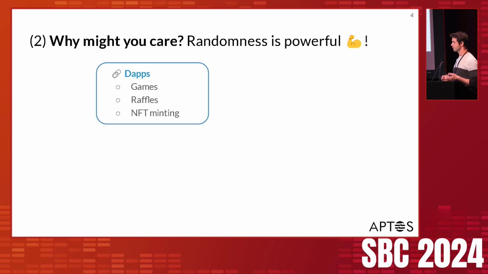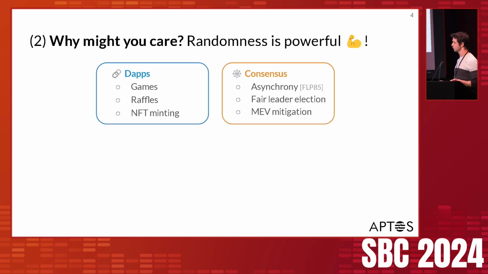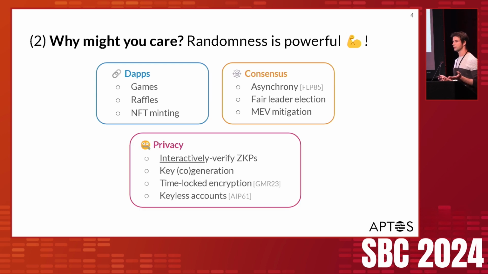Another reason why you might care about this is that randomness is very powerful. If you have randomness, you can build dApps like games or raffles. You can solve hard problems in consensus like asynchrony. And you even have some nice implications on privacy.